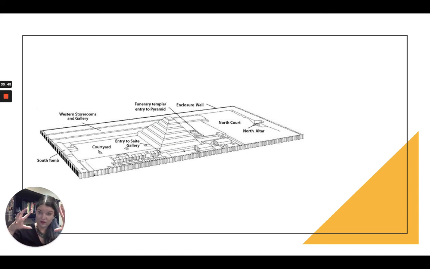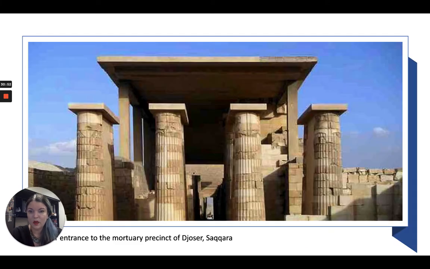But it's not just the stepped pyramid. It's this whole structure. And just to show you some of the other design elements here, this is the entrance to the mortuary precinct of Djoser. And I want you to look at these columns because these are kind of an important development.